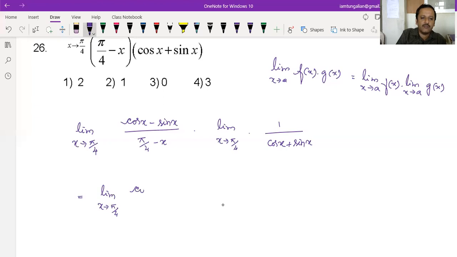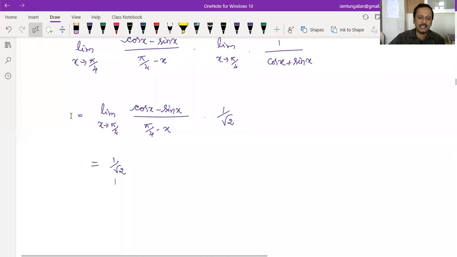Limit x tends to pi by 4 of (cos x minus sin x) divided by (pi by 4 minus x). Here apply the limit to the other factor: cos pi by 4 is 1 by root 2, sin pi by 4 is 1 by root 2. 1 by root 2 plus 1 by root 2 is 2 by root 2, that will be root 2. So this will give you 1 by root 2. That 1 by root 2 I will take out. Now in this case, if I apply the limit directly, I'm going to get cos pi by 4 minus sin pi by 4, that is 0. Denominator pi by 4 minus pi by 4 is also 0. This is 0 by 0, an indeterminate form.